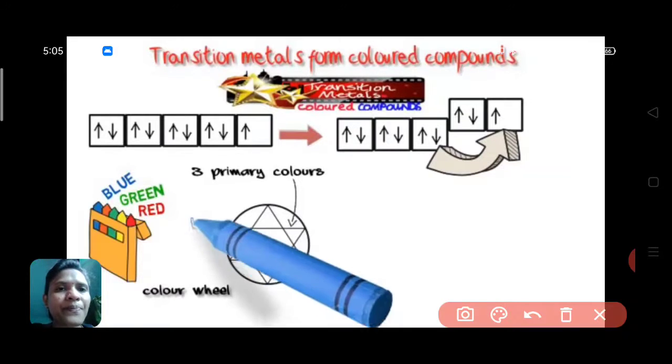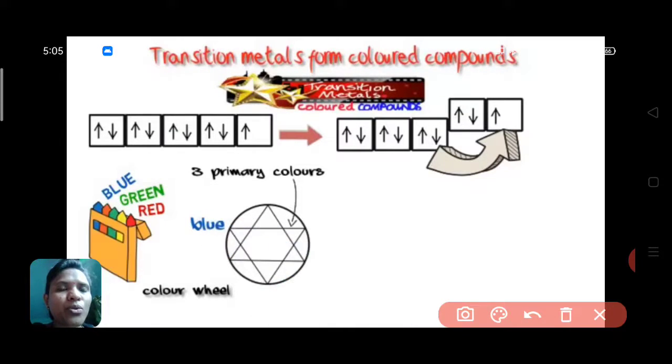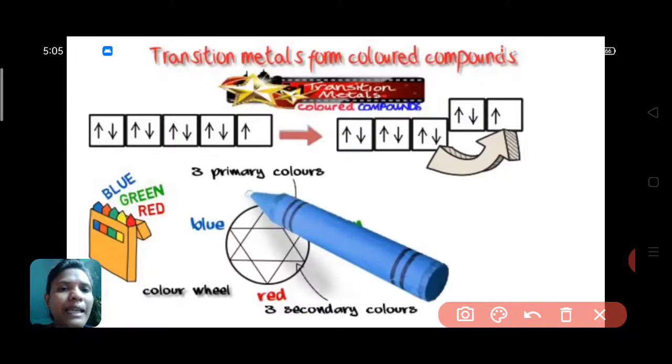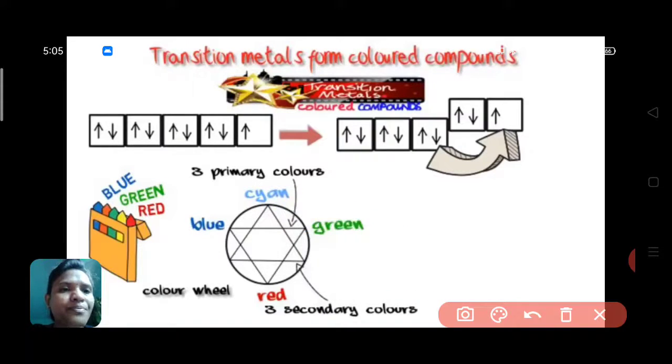So let's put those in first of all: blue, green, and red. Those are the three primary colours. By showing this colour wheel, you'll see that when you mix two primary colours, you get the secondary colours. When you mix blue light and green light, you get cyan, a light blue colour. Green and red, you get yellow. And when you mix blue and red light, you get magenta. So these secondary colours are cyan, yellow, and magenta.